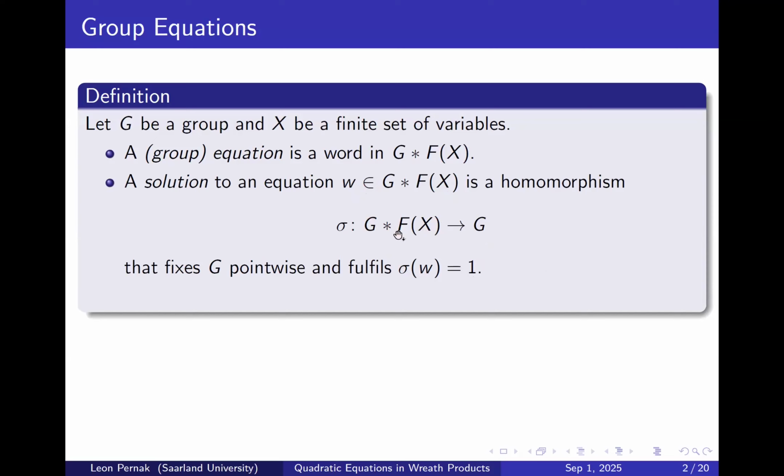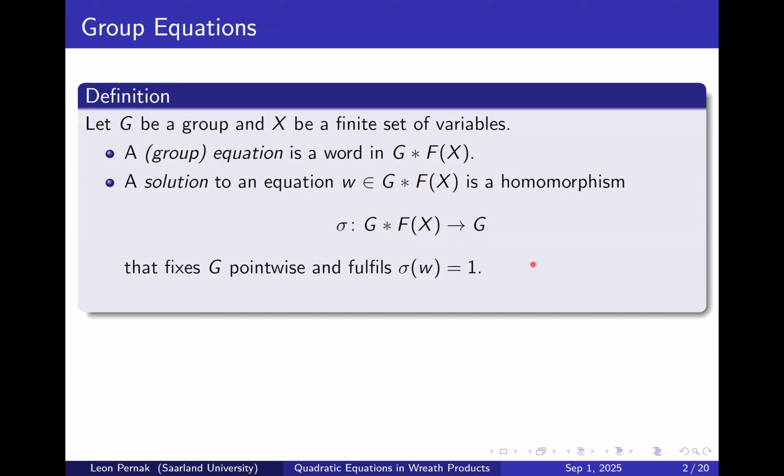Meaning, by the universal property, this is just a choice for each of the variables, as what you would expect a solution to an equation to be. You're just choosing for each of the variables a value in the group. And well, the equation W equals the trivial element is supposed to be true for that. That's what a solution is.